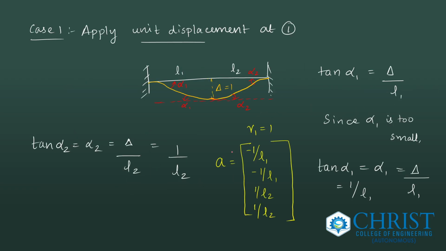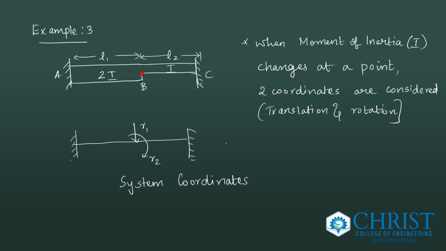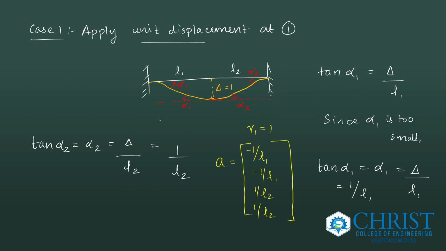Now, finding the element coordinates and then applying the displacement transformation matrix. So first one, apply unit displacement in the first system coordinate. The first system coordinate is a concentrated force acting downwards. It will result in what sort of a displacement? It will result in a downward motion, right? That is delta equal to 1. A translatory motion, a delta equal to 1, is the displacement produced.